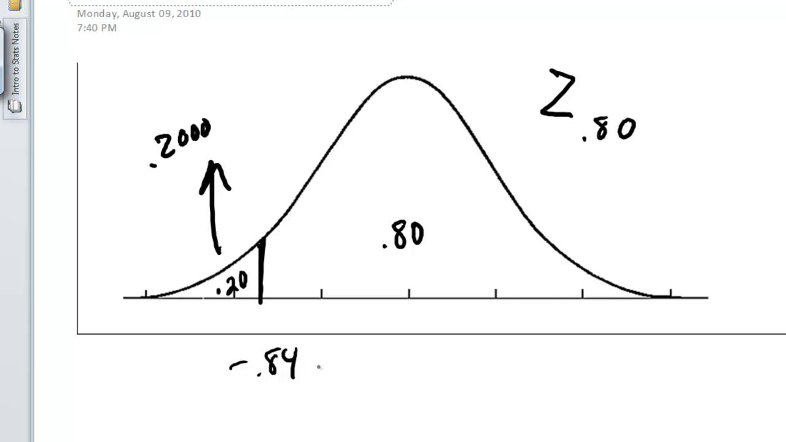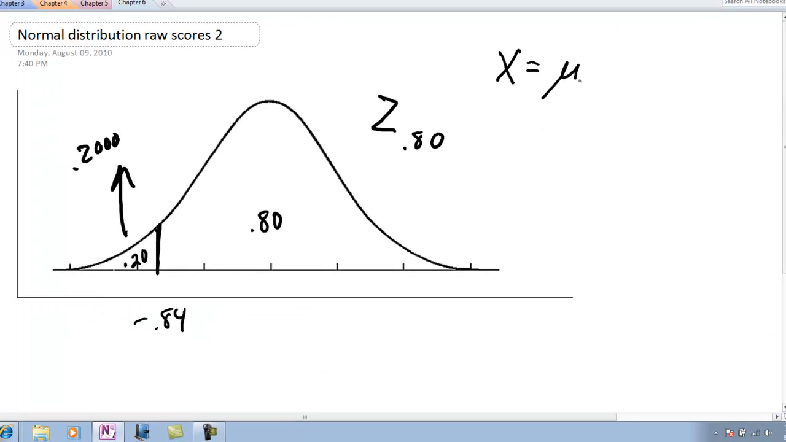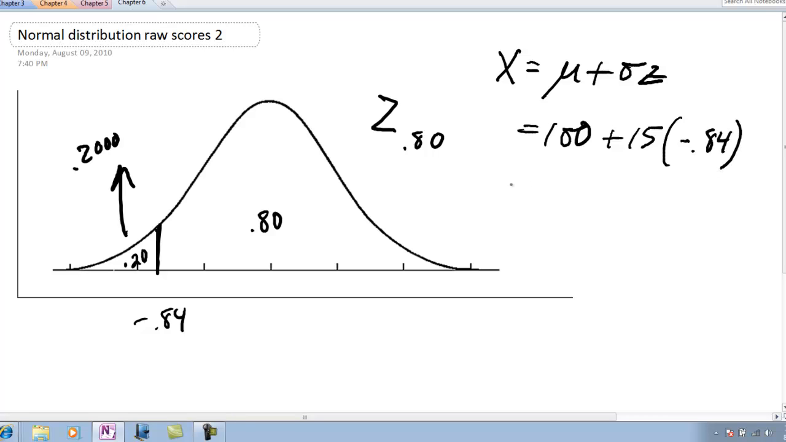And then all you have to do after that is convert the z value you get into an x, a value of interest that is appropriate to the context of the problem. So you would then take this negative 0.84 and you would use the formula that says x equals mu plus sigma z. So if mu happened to be 100 and we wanted to know, let's say this was an IQ test, what is the cutoff value to be in the bottom 20%?